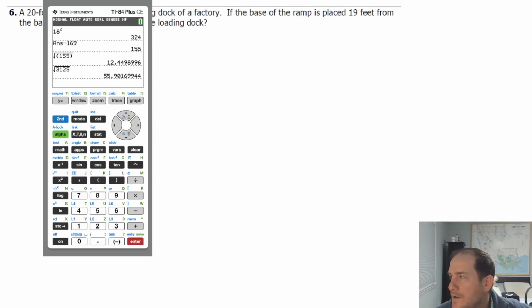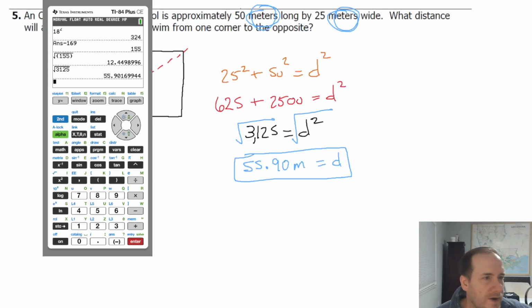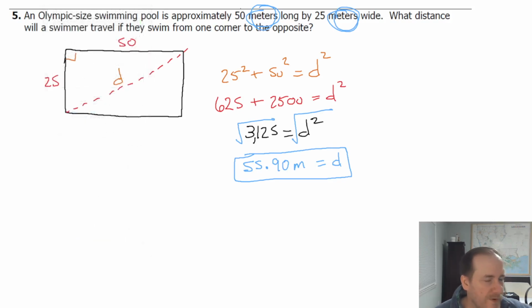6. Did I mess up on 5? Kinda. I see that I left the calculator in the way of the illustration. Hopefully that wasn't too bad for anybody. I'm going to move it just real fast. This was the drawing I did for the Olympic size problem. You draw the pool, you draw the 25, you draw the 50, you draw the diagonal. That's it. It's just a right triangle.